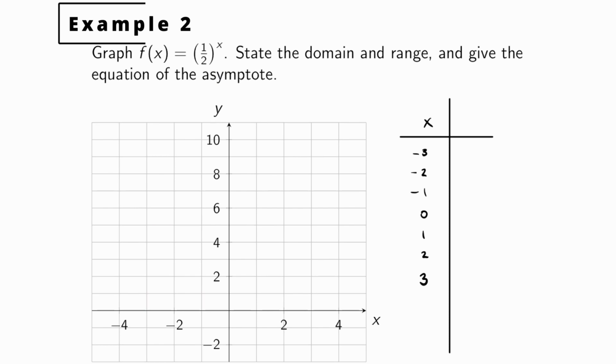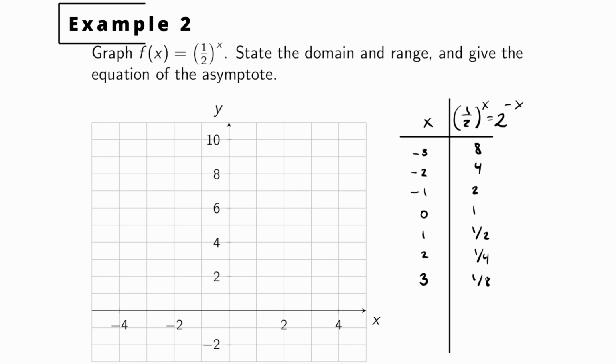And so what happens here is 1/2 to the x is the same as 2 to the negative x. So essentially, if we look at the table of values on the previous example, they're just going to be reversed here. So this is going to be positive 8, 4, 2, 1. This will be 1/2, 1/4, 1/8.